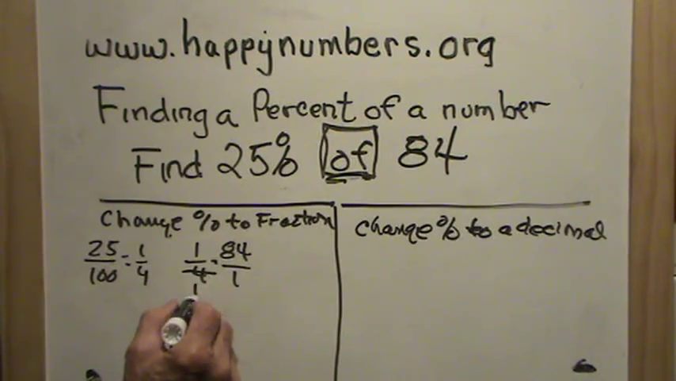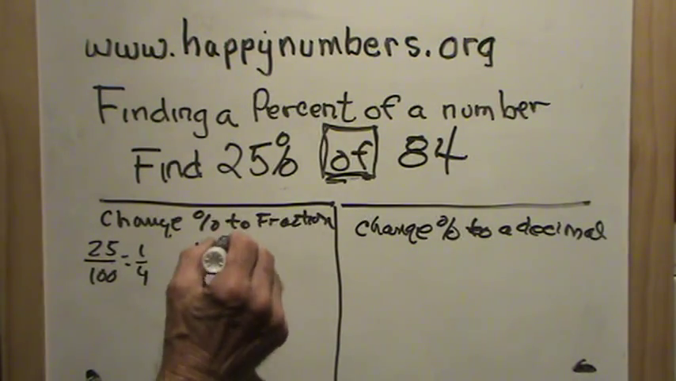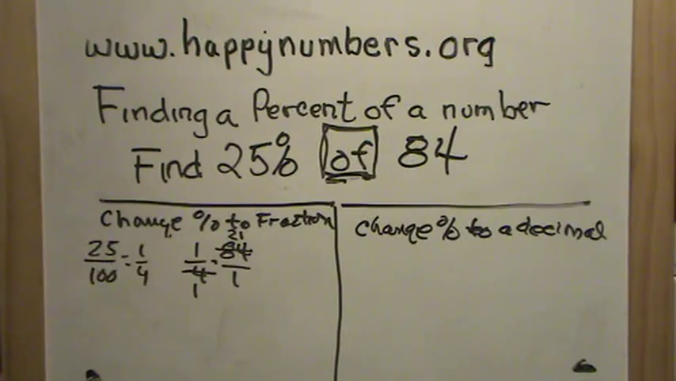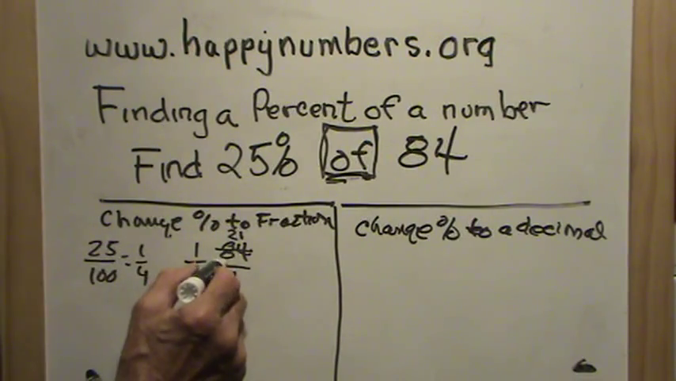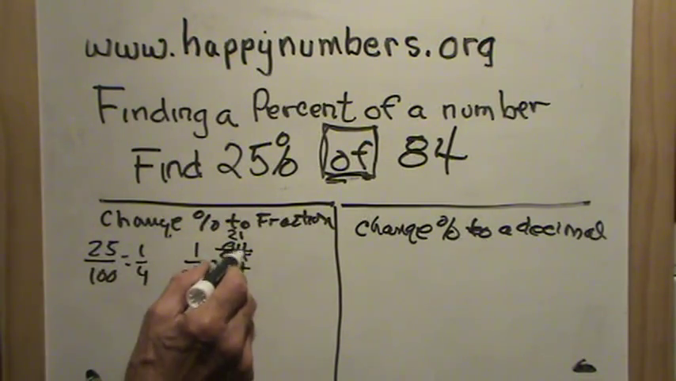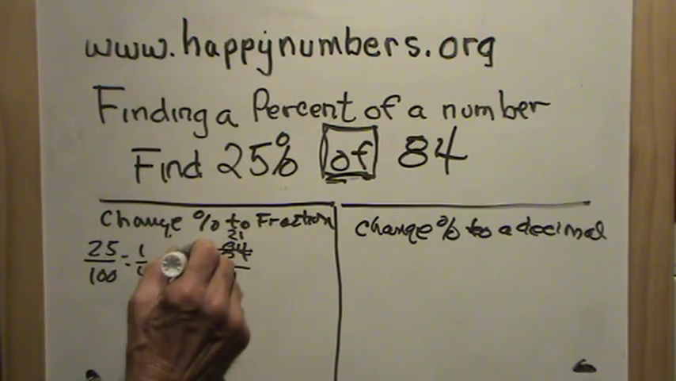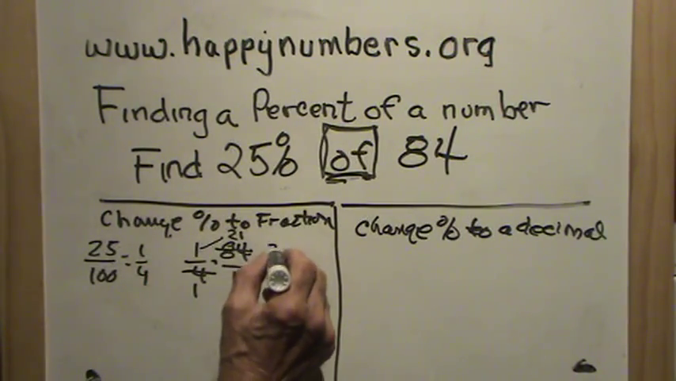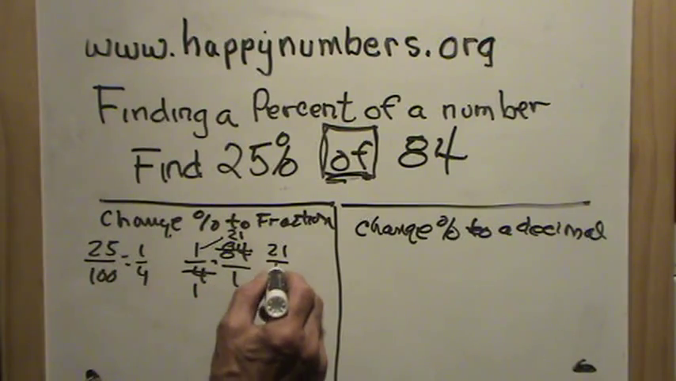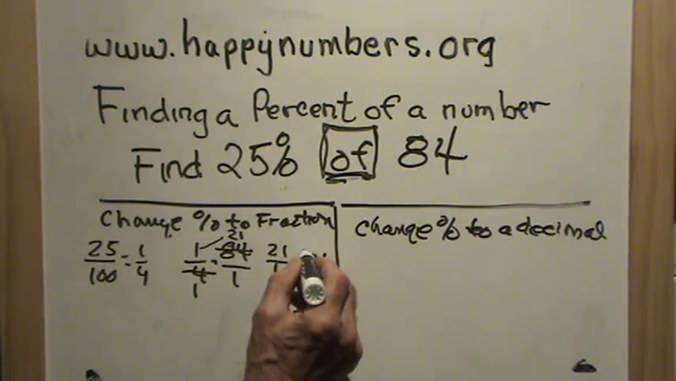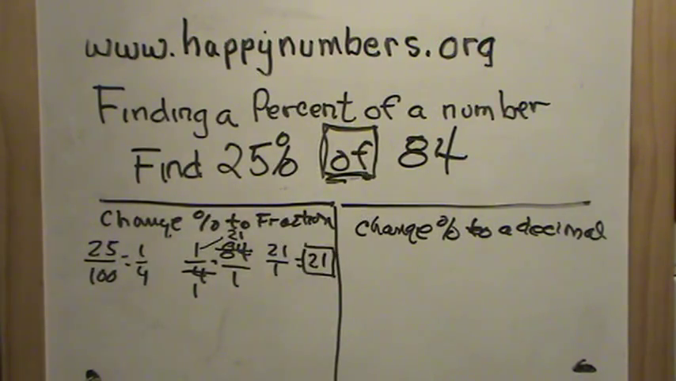4 goes into 4 one time. 4 goes into 84 21 times, because 4 goes into 8 twice, 4 goes into 4 once, so 21. I multiply, 1 times 21 is 21, 1 times 1 is 1, so 21 is the answer that I got.